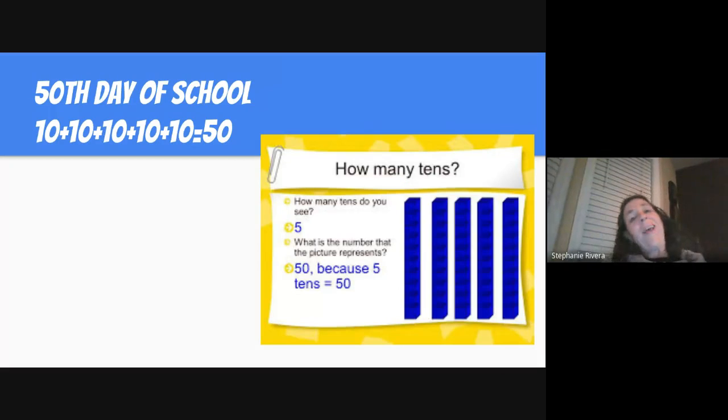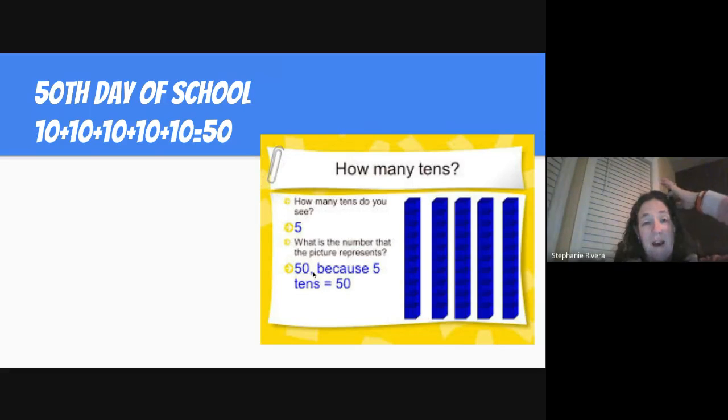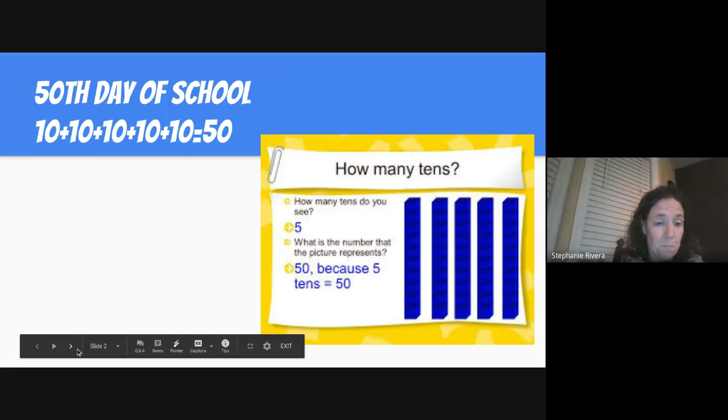Alrighty, so today is the 50th day of school, so we get to make the number 50. You notice here we have 10 plus 10 plus 10 plus 10 plus 10. So we say 10, 20, 30, 40, 50. Right? We have 5 10s here. Let's take a look at the 10s. 10, 20, 30, 40, 50. It's 50 because there are 5 10s.